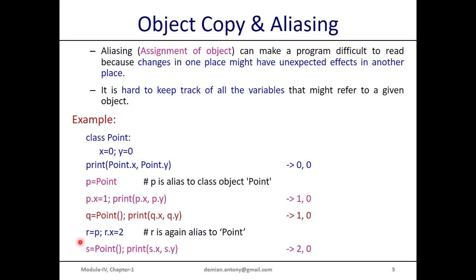And here I am creating one more object and I am expecting the values x and y to be 0, 0, but I am getting 2, 0, because through P x has been changed as well as through R also x has been changed, and ultimately I get an unexpected result 2, 0 instead of 0, 0. This is the difficulty of understanding the program by the other readers of the program or by the debuggers.